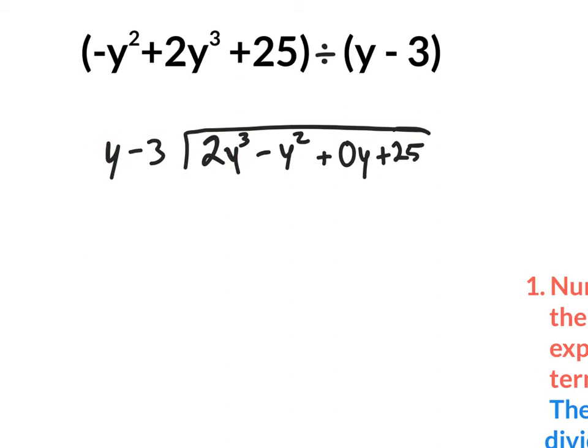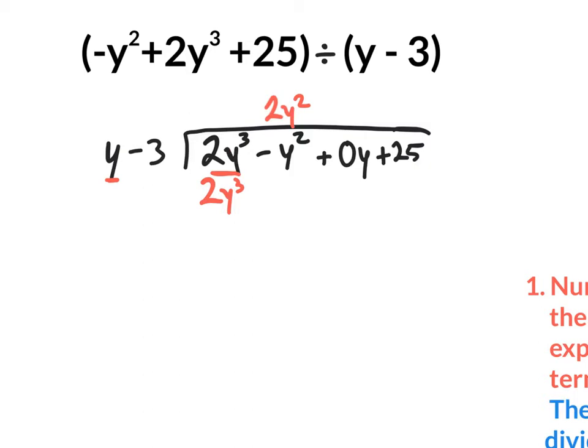So if I just focus in on the y and the 2y to the third, I'm really thinking y times what will get me that exact value, 2y to the third. So y times 2y squared will give me that exact value, 2y to the third. Imagine 2y to the second times y, that's going to be a 2y to the third, and it gave me that exact value.